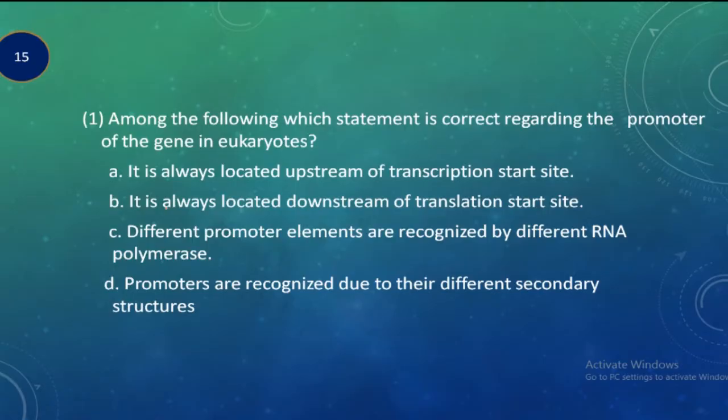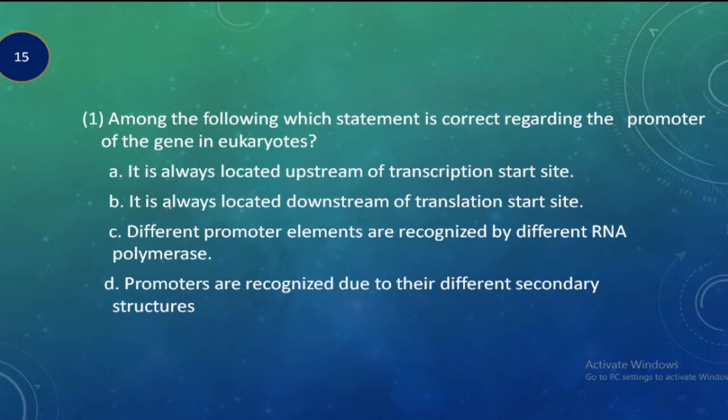Next, let's go through the quiz questions one by one. I will give you time to think, and you have to answer after 15 seconds. Also, we will discuss each question once you answer it. First of all, which statement is correct regarding the promoter of a gene in eukaryotes? You have to find the correct one among four sentences.